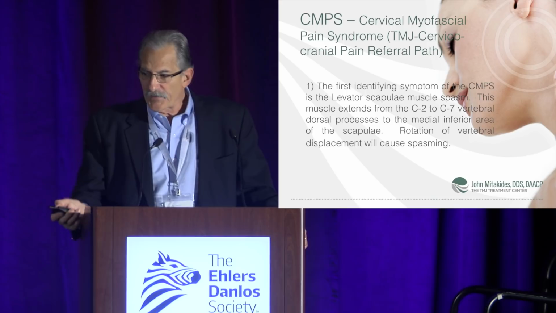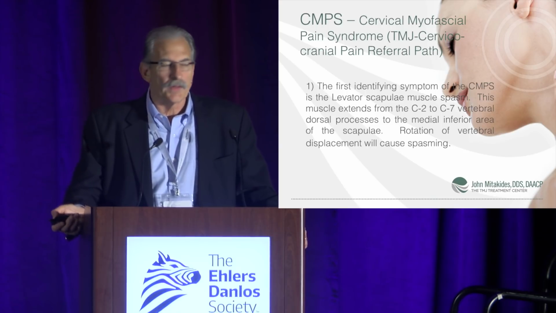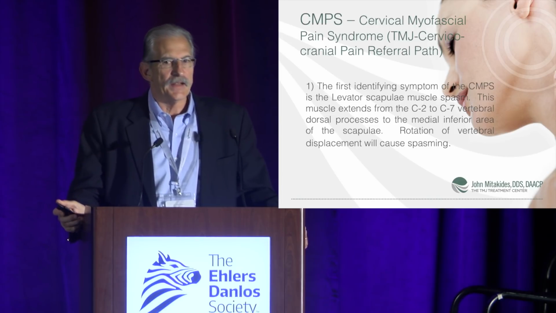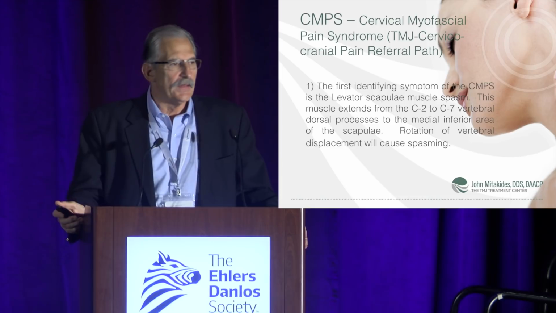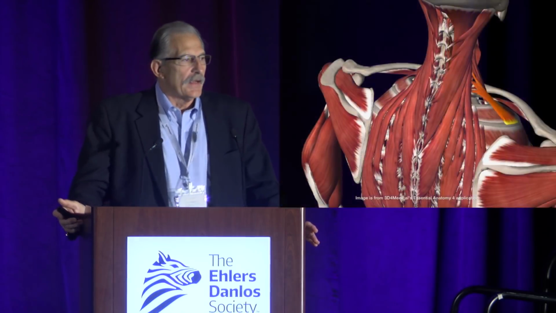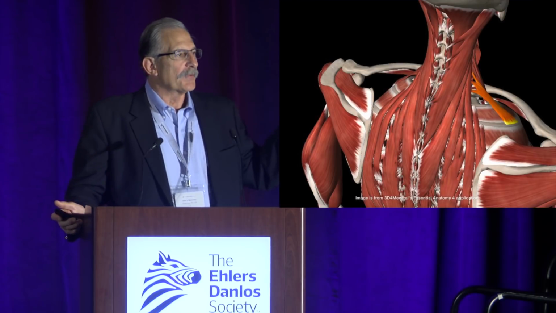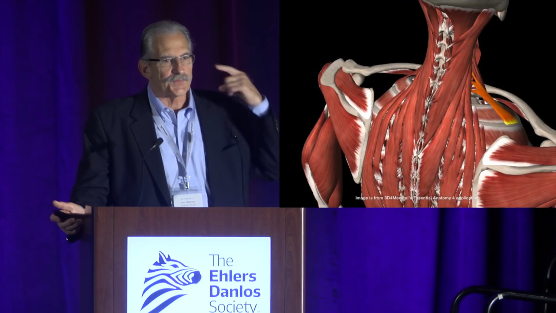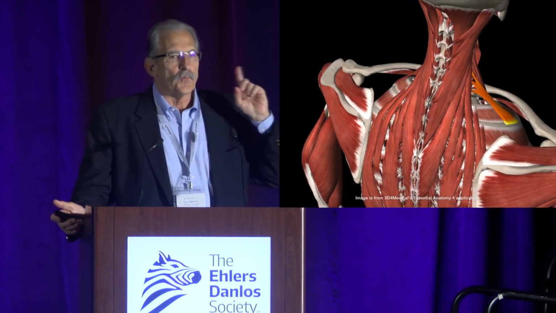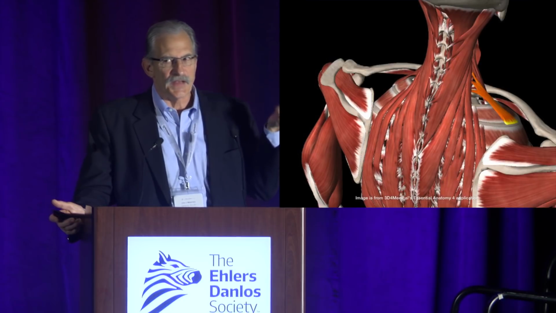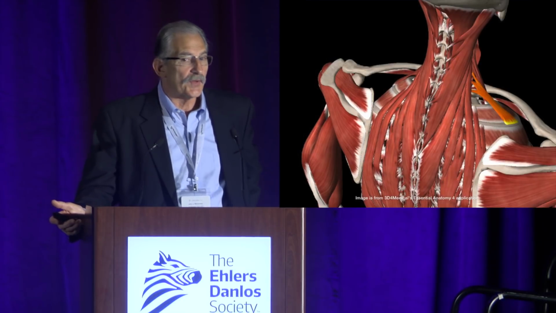Now, the cervical myofascial pain syndrome, believe it or not, basically has to do with the position of C2 and C1 in your neck. And that's that limitation of head rotation and the referral pain. So basically what we're looking at is a series of spasms. There's a muscle called the levator scapulae muscle that goes from C2 to C7. When C2 rotates, the side that it rotates, what it usually does is cause a muscle spasm. And that's the one that goes under your shoulder blade.